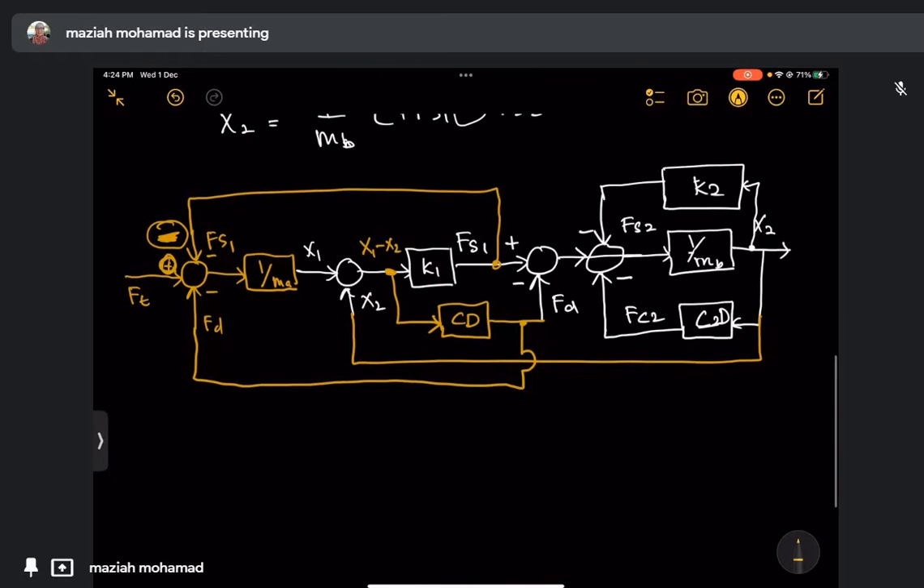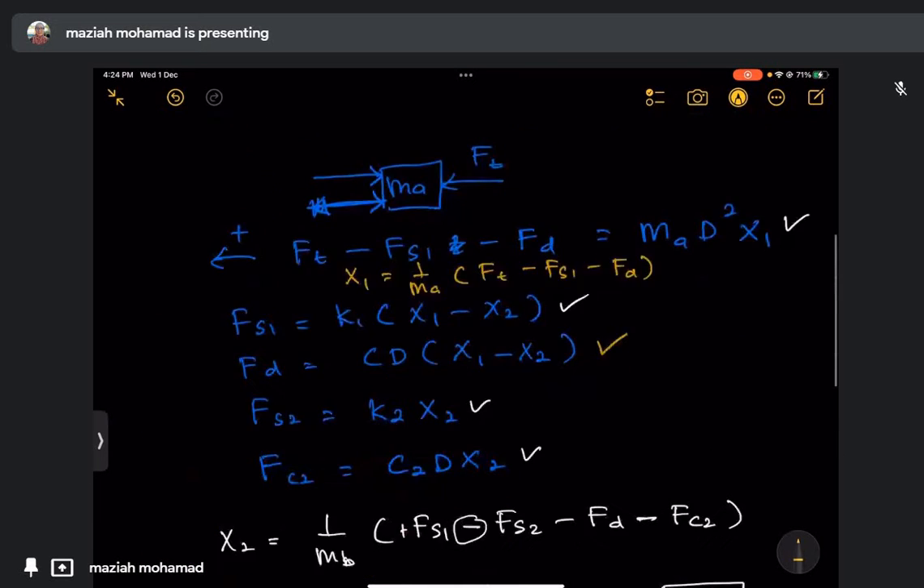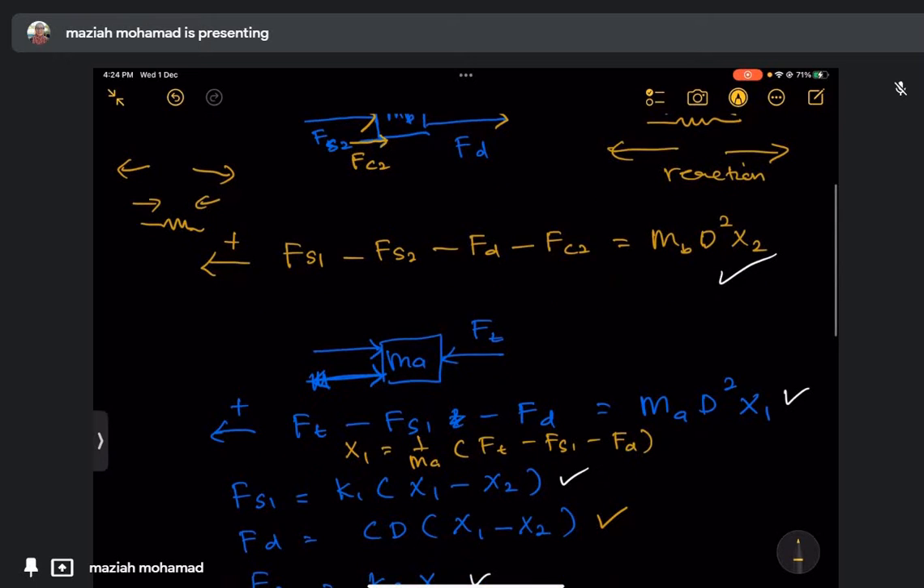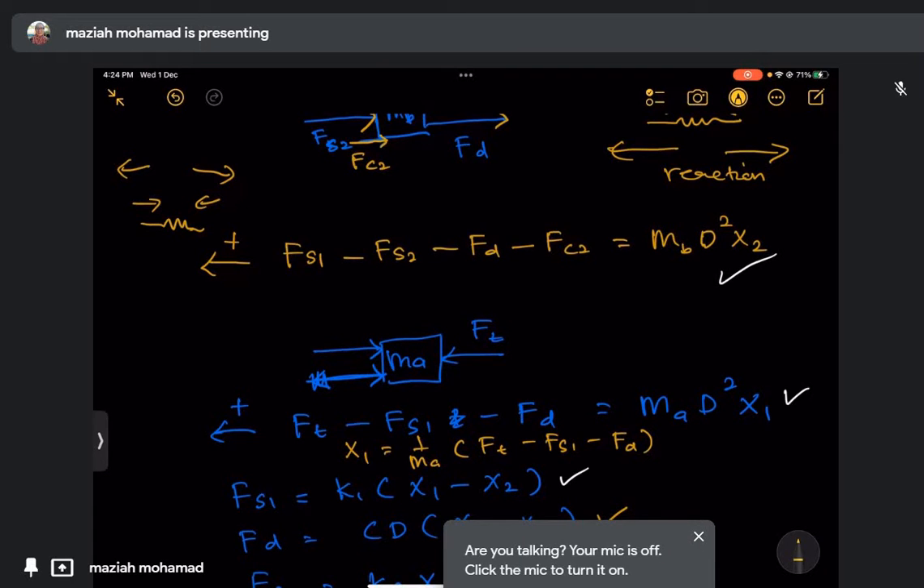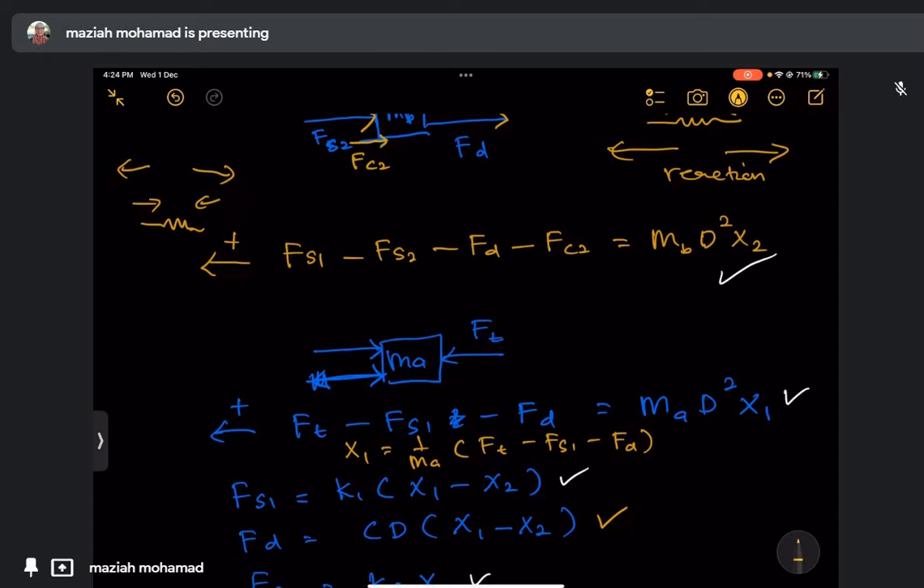Doktor, kalau dekat mass B tu tak ada roda, kita kena kira dia punya F sama dengan MA juga ke? Kalau dekat mana? Dekat mass tak ada roller. Yes. Macam MB tu tak ada roller. Okay. Kita anggap dia ada F sama dengan MA juga. Yes, we still consider that there is F equal to MA because there is displacement, because you can see there is X2 there, meaning the mass is having displacement. Ada pergerakan X2. Oh, okay, faham doktor.